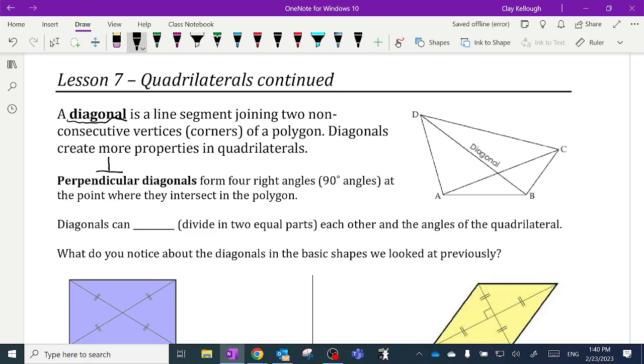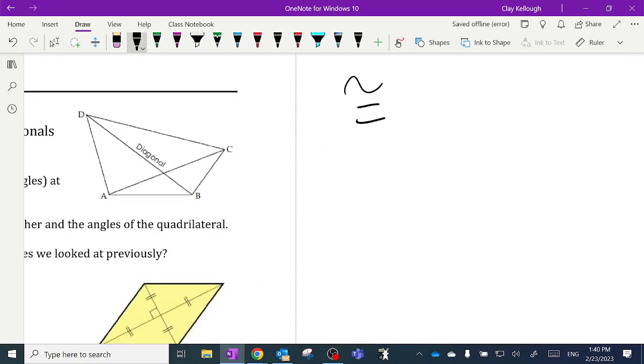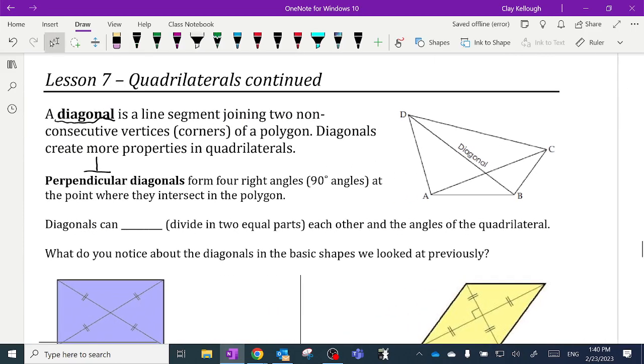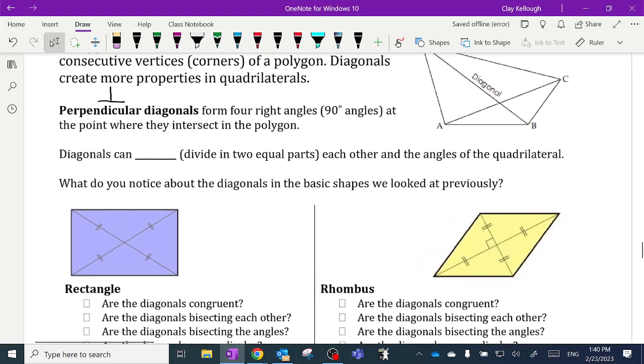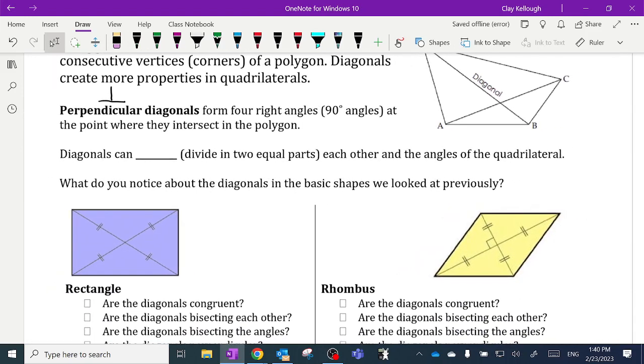Quick refresher from yesterday. What's that symbol mean again? Congruent. What's that symbol mean again? Parallel. We got a new one now. Perpendicular, which means hits at a right angle. Perpendicular diagonals form 4 right angles at the point where they intersect.